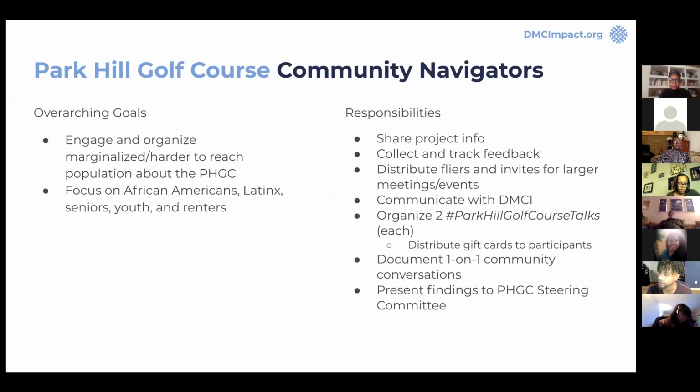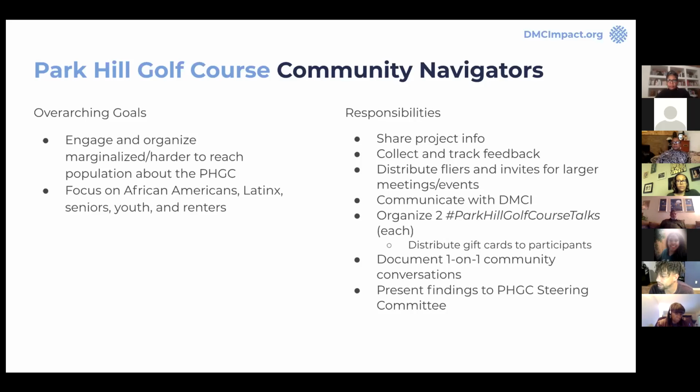This slide right here is explaining the overarching goals and responsibilities of the community navigators. I want to explain also that there's 8 community navigators that we'll be working with in this first phase, and 8 in a second phase later down the line in this process. The overarching goals are to engage and organize the marginalized and harder to reach population around the Park Hill Golf Course. The focus, of course, like we talked about, for equity, is on the African American population, Latinx population, the seniors, youth, and renters that tend to be harder to engage. When I say that, I'm thinking about renters, because renters, with the desire to have a more permanent footing in a community, can often be overlooked because of the status of renting.